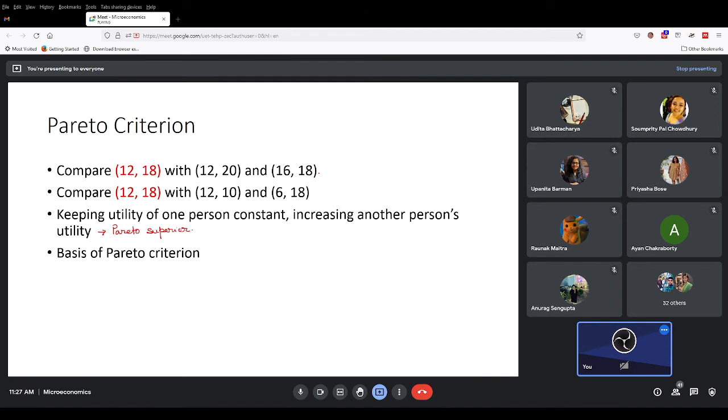Okay. So here, these two are Pareto superior to the original equilibrium. And these two are Pareto inferior to the original equilibrium. Do you understand what is Pareto superior and Pareto inferior?